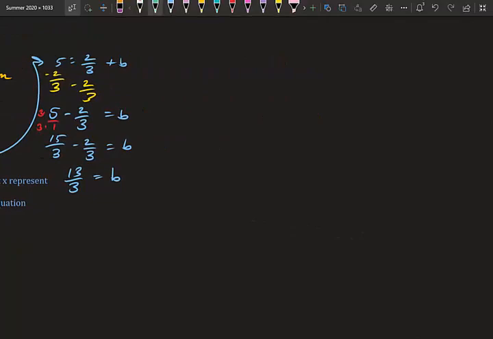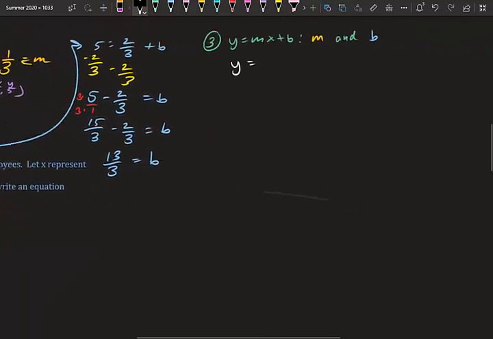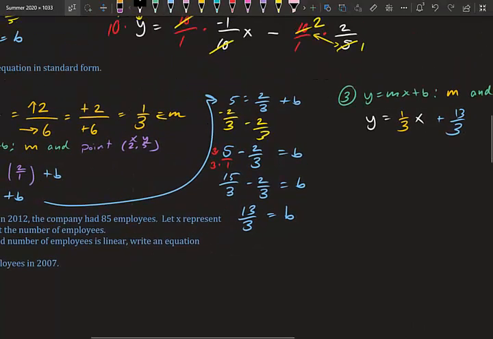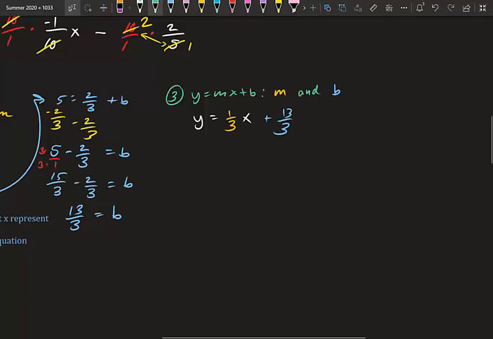So our third step is to use y equals mx plus b again, but this time we plug in m and we plug in b. So y equals m. Remember the m that we found was 1/3. So 1/3 x plus b. So 13 over 3. And now it says to express it in standard form. Since it says to express in standard form, we need to take that fourth step.